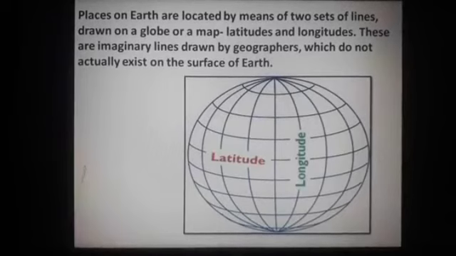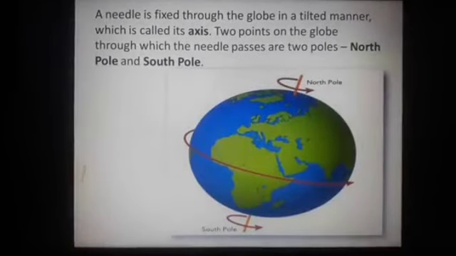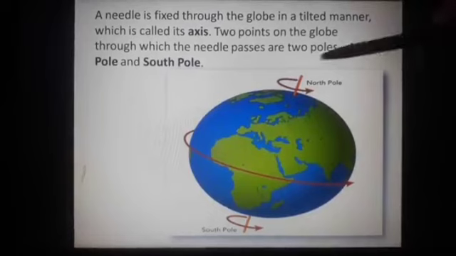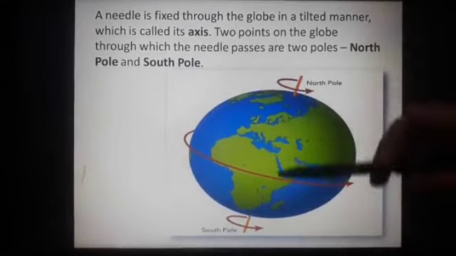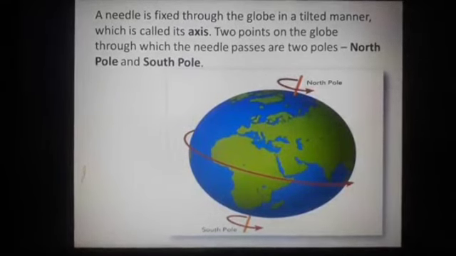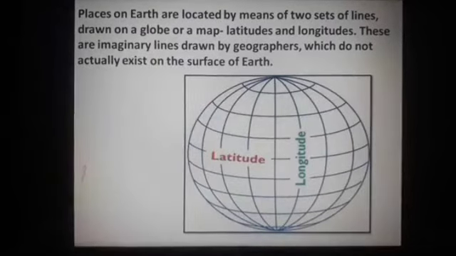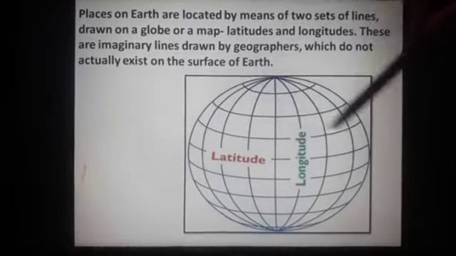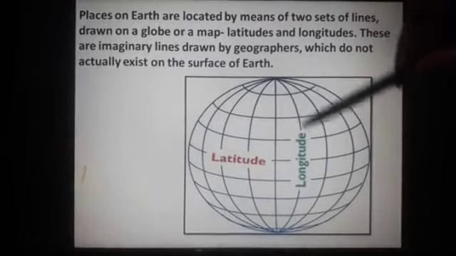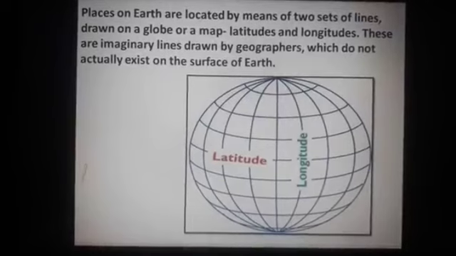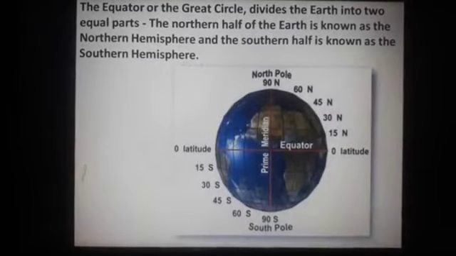The globe can be moved around this needle from west to east, just as our Earth moves. But remember, this is a major difference. As I told you, the real Earth has no such type of needle. It moves around its axis, which is an imaginary line. Now today we'll discuss only the latitudes, and in the next class we'll read about the longitudes. So more about the latitudes.